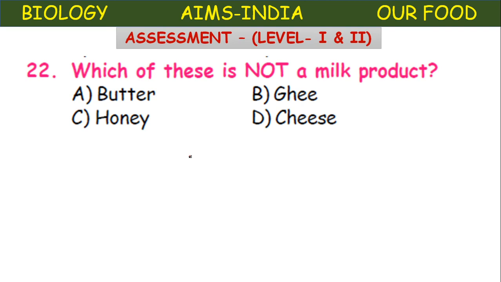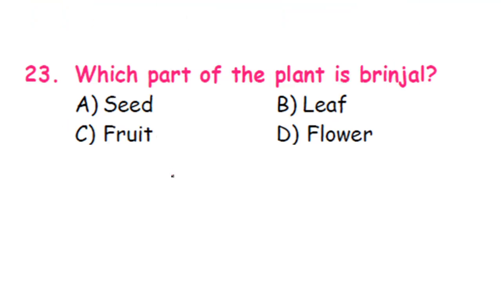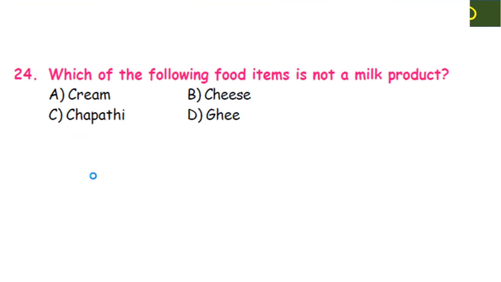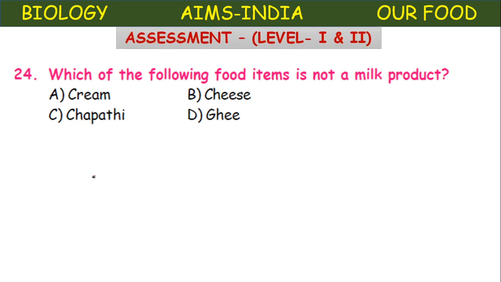Which of these is not a milk product? Butter, ghee, honey, cheese. Honey is not a milk product. Which part of the plant is brinjal? Seed, leaf, fruit, flower. It is the fruit. Which of the following food items is not a milk product? Cream, cheese, chapati, ghee. Chapati is not a milk product.